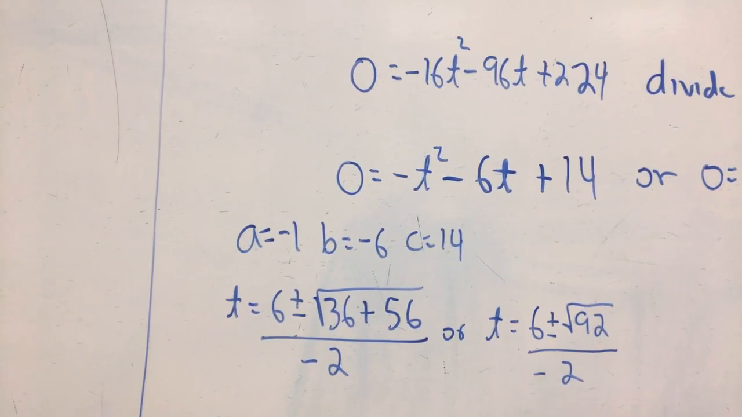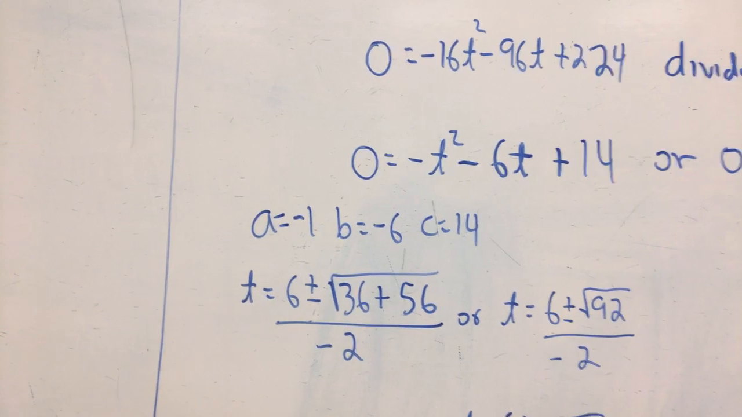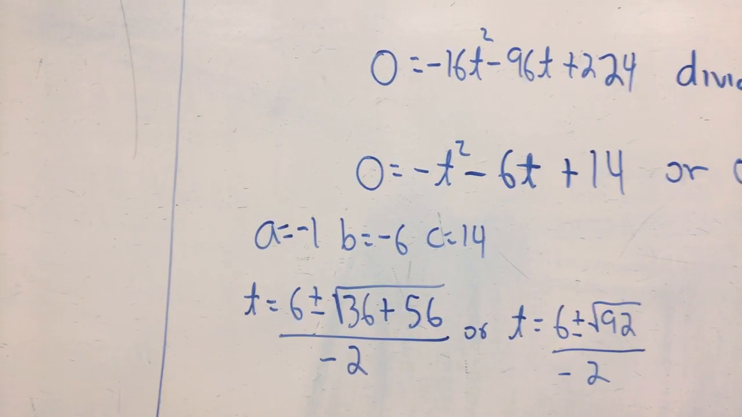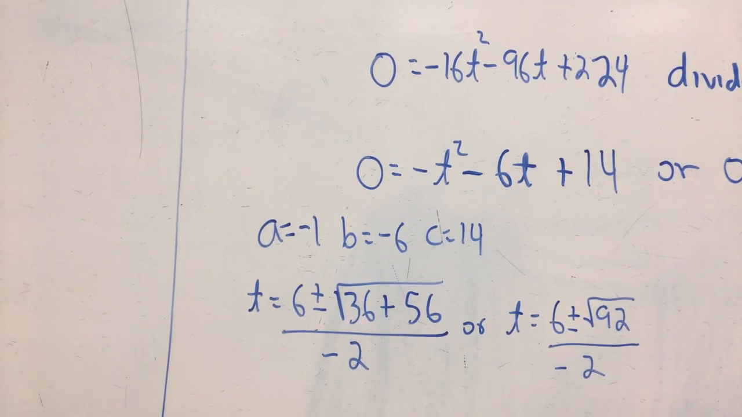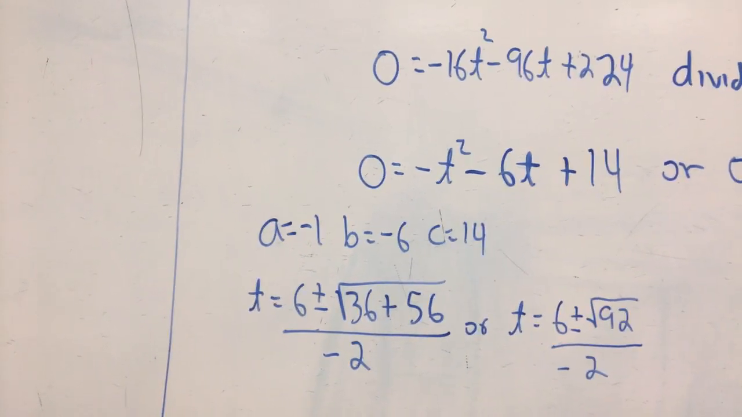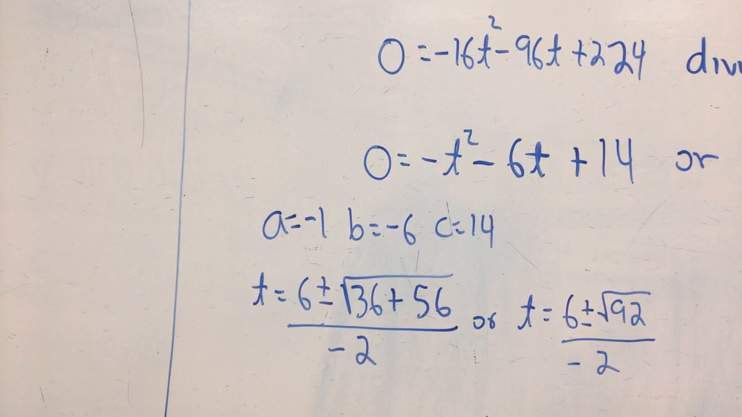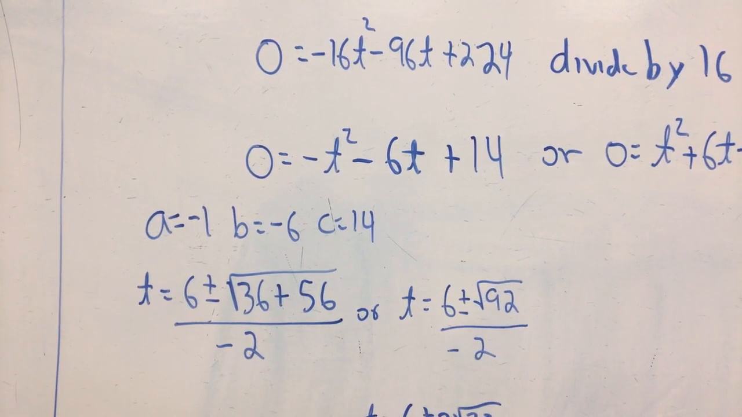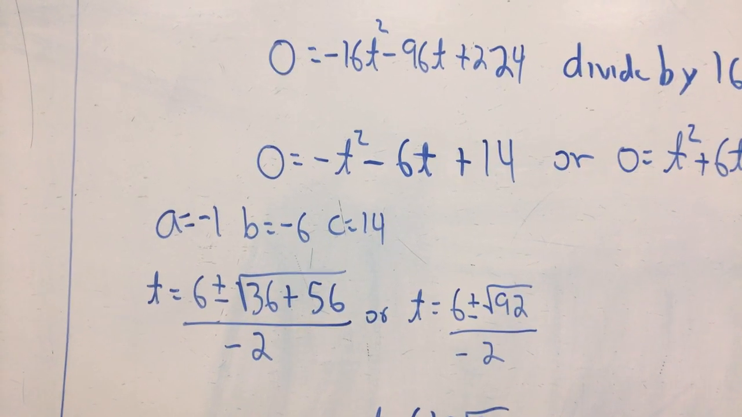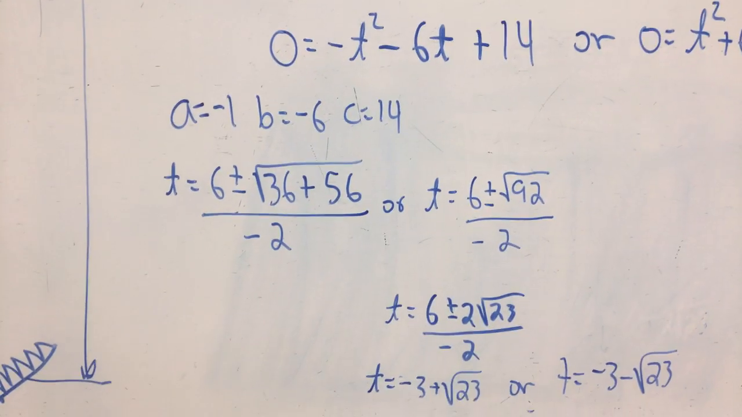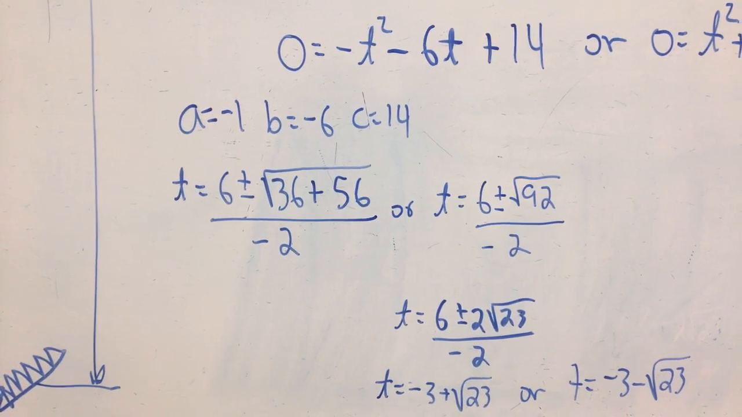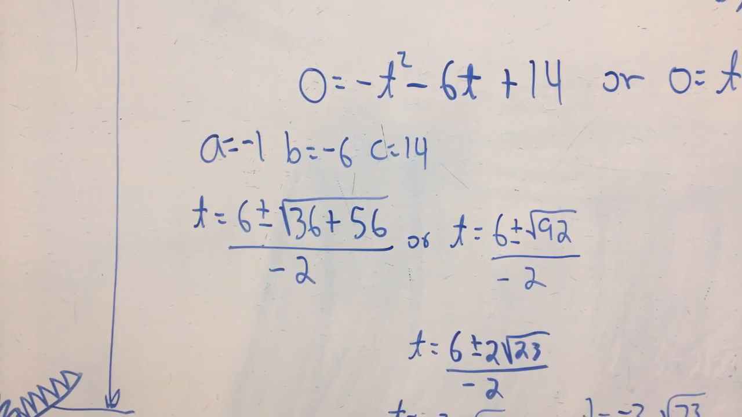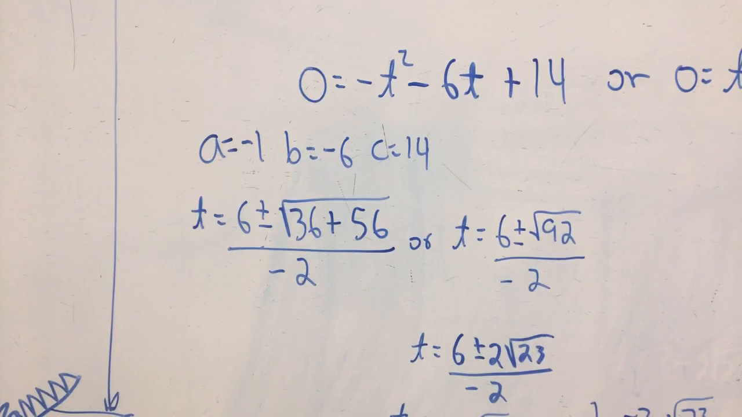So t is now equal to negative b, positive 6, plus or minus the square root of b squared, negative 6 squared, minus 4ac. Now, I already changed the negative to a positive because negative times negative is positive. And if you clean all that up, you get t is equal to 6 plus or minus the square root of 92 all over negative 2. Okay? And then there is a square factor in 92. So take the 4 out. 4 times 23. Square root of 4 is 2.